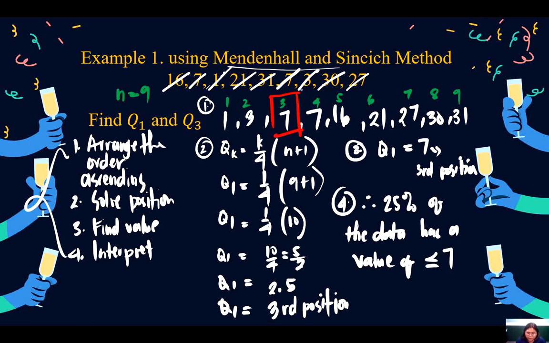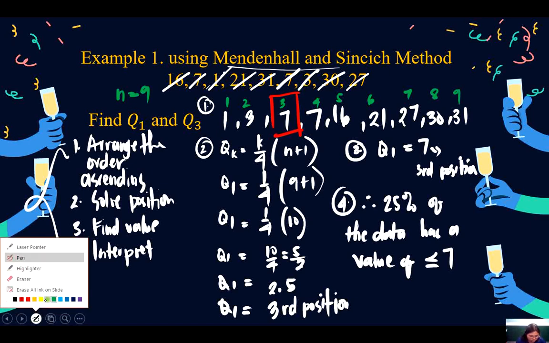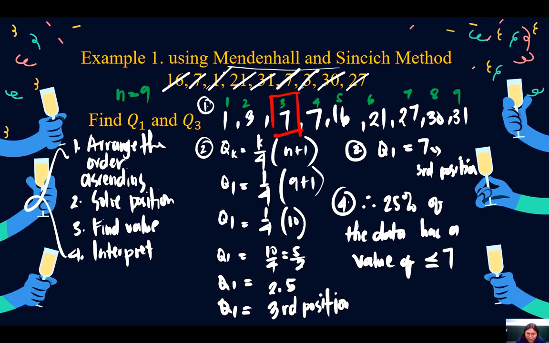Meaning, class, from here, wait lang, let me change the color. So, from here, so ibig sabihin, lahat ng value kay 7 or lahat ng value kasama si 7 pababa, ayun yung mga nakuhang score ng 25% of the total population ng respondent mo. Okay? So, kung titingnan natin is mababa lang ang nakakuha ng less than or equal sa 7 na score.